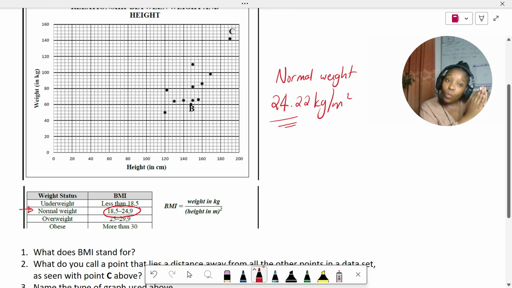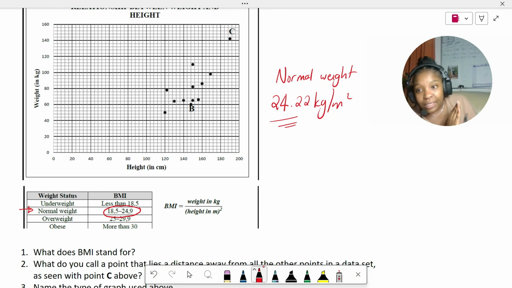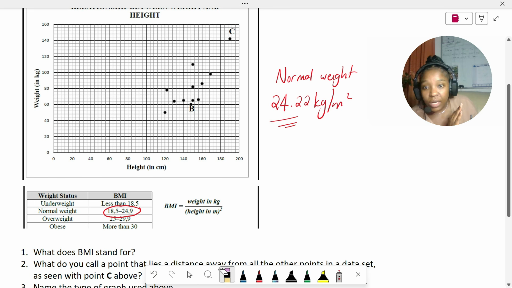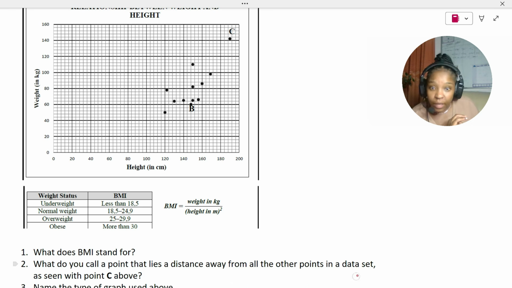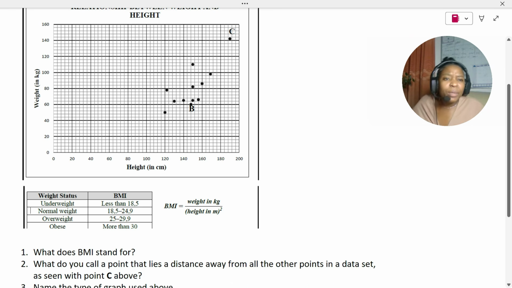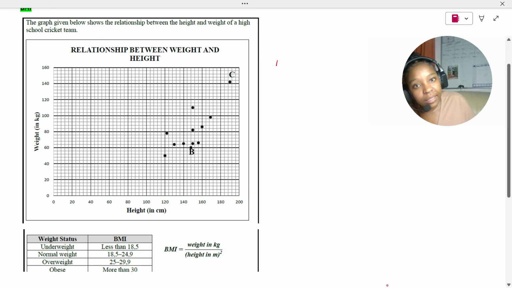What does the BMI tell us about the person's weight status? I think we're more than ready to have a look at the questions that are given to us here. Question 1. What does BMI stand for? I think we've already discussed this. BMI stands for body mass index.